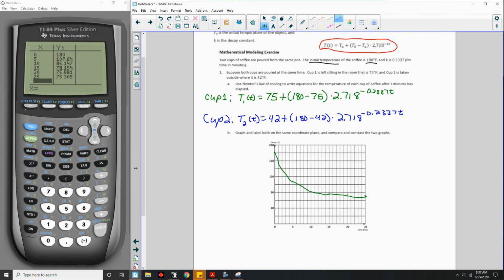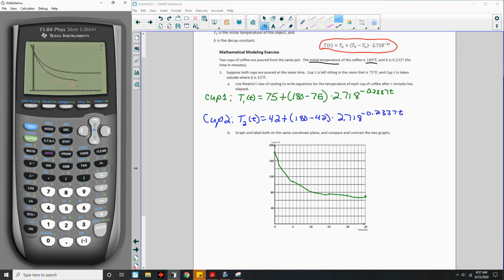Okay, now I switch to blue, go to y equals, substitute in your cup 2, which is T sub 2, into y2, which is 42 plus, parentheses, temperature of the coffee, 180, minus temperature of the surroundings, which is 42 degrees, times 2.718 to the power of negative 0.2337x. And graph, now on the same graph.